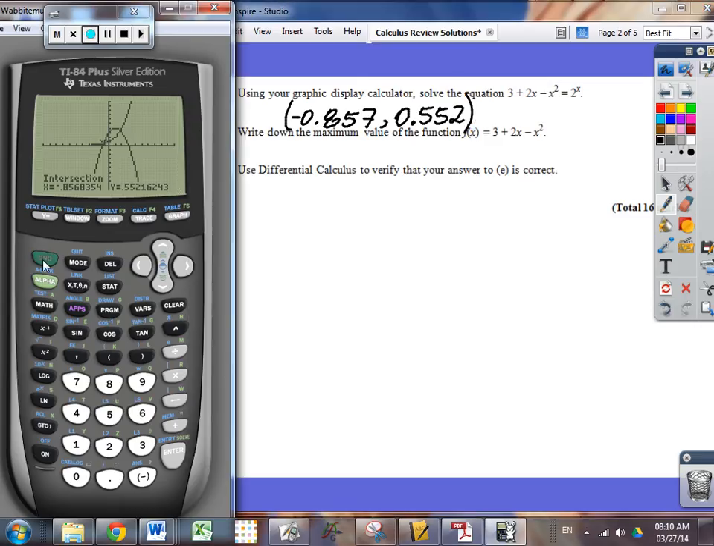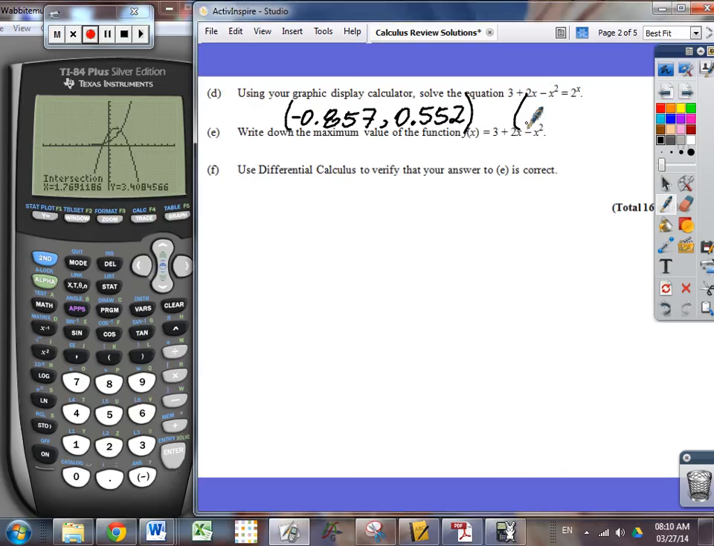And there's another point of intersection. Let's find it. Second trace intersect. First curve, yes. Second curve, yes. It looks to me like they intersect at around x equals 2, so that's my guess. And in fact, it's 1.77 and 3.41.